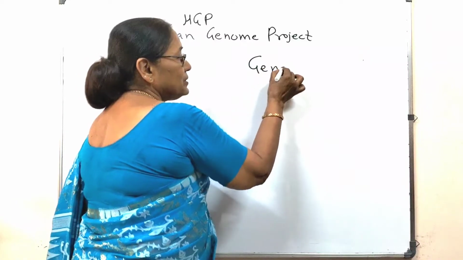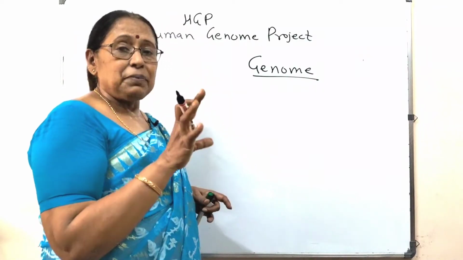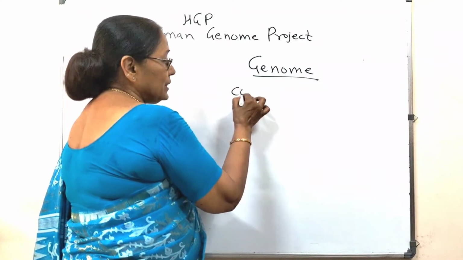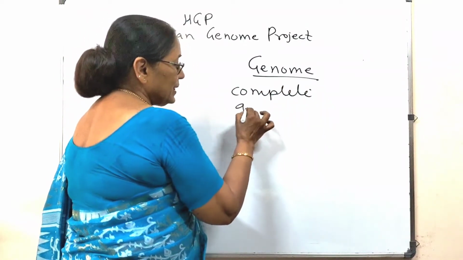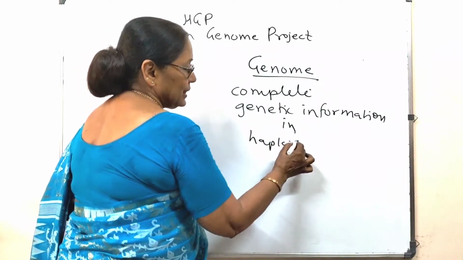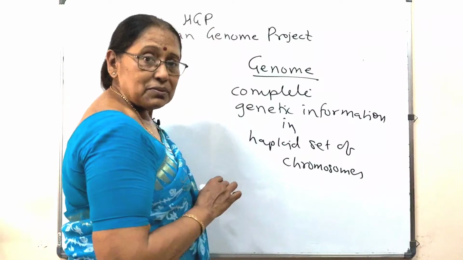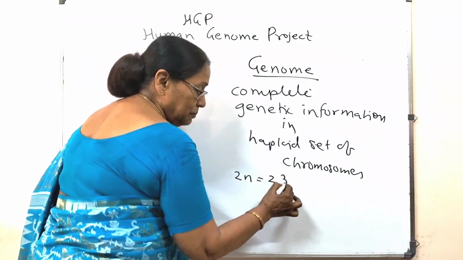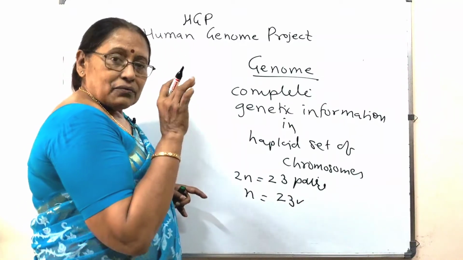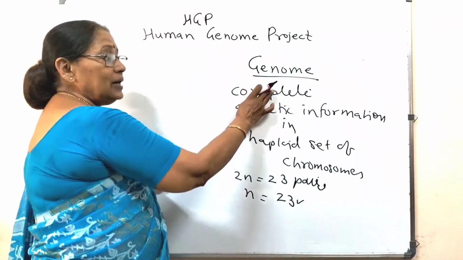So genome is the complete genetic information which is present in the haploid set of an organism. So what is genome? It is the complete genetic information present in the haploid set of chromosomes. In human beings, what is the diploid number of chromosomes? It is 23 pairs. So the haploid number of chromosomes is 23. Whatever genetic information is present in these 23 chromosomes is called genome.